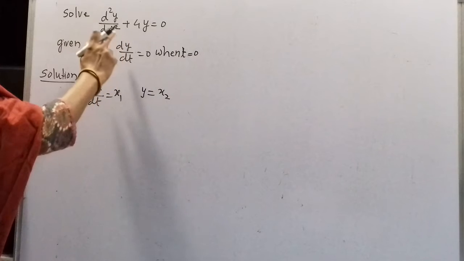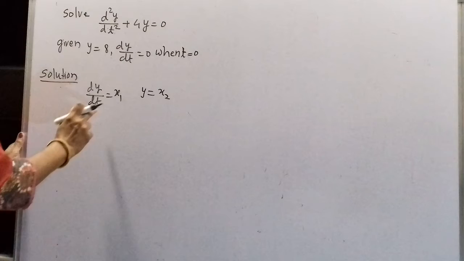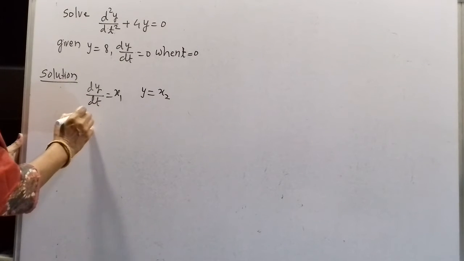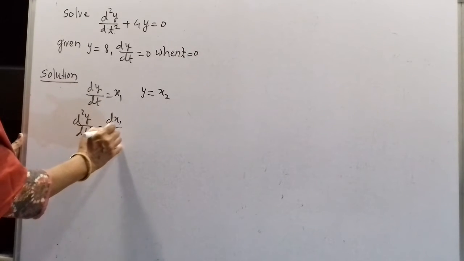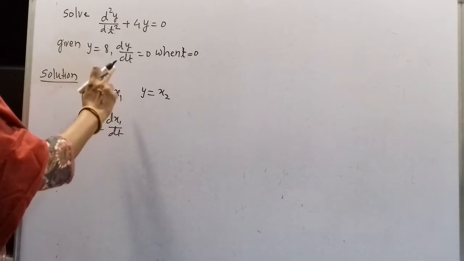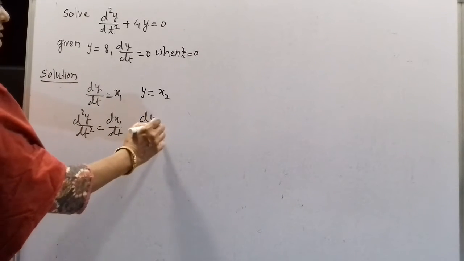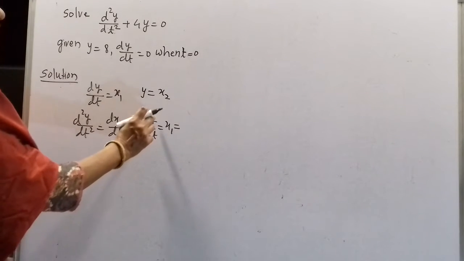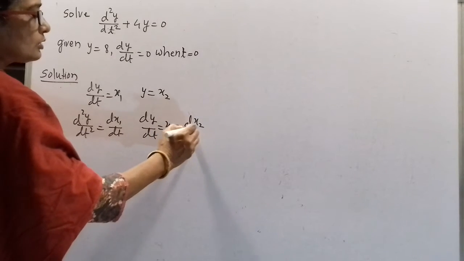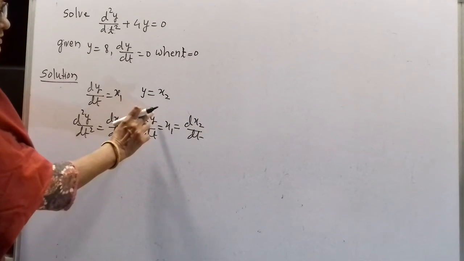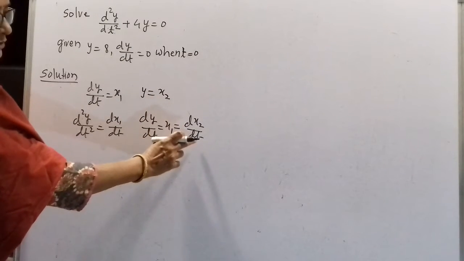Now, in the given question, a term is d²y/dt². So we have to differentiate with respect to t. We get d²y/dt² = dx1/dt, and dy/dt = x1. Since y = x2, we get dx2/dt. So x1 = dx2/dt.